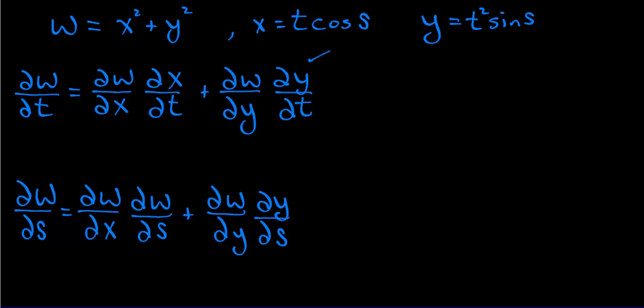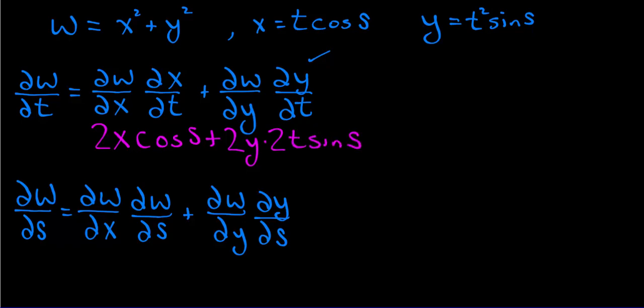Okay, partial w with respect to x. So that's going to be 2x. Partial x with respect to t. That's cosine s. Okay, then plus, we've got partial w with respect to y. That's 2y. And then partial y with respect to t, that's going to be 2t sine s. So there you have it.